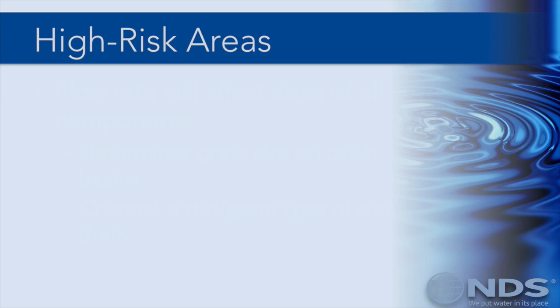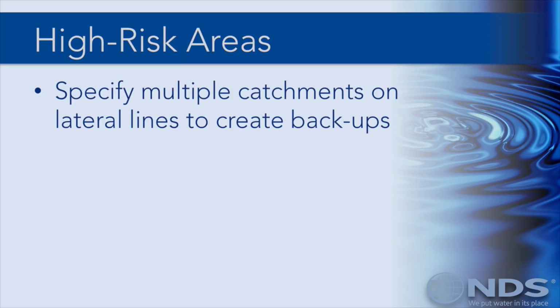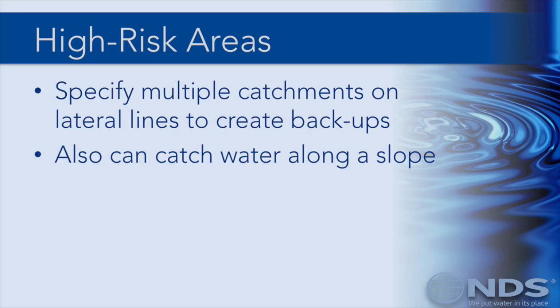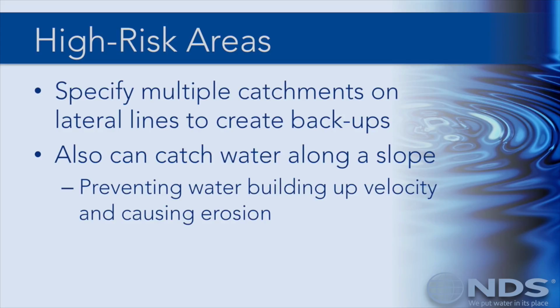In high-risk areas, specify multiple catchments on lateral lines to create a backup should one catchment get clogged. Multiple catchments can also be used to capture water at multiple points along a slope, preventing water from building up too much velocity and causing erosion.